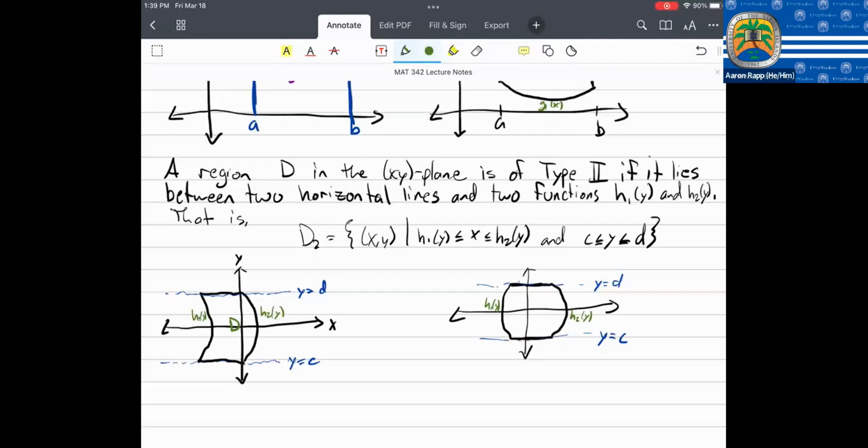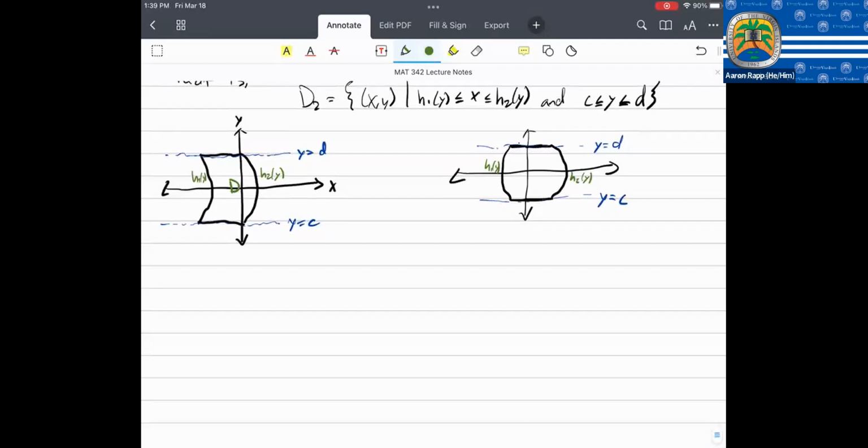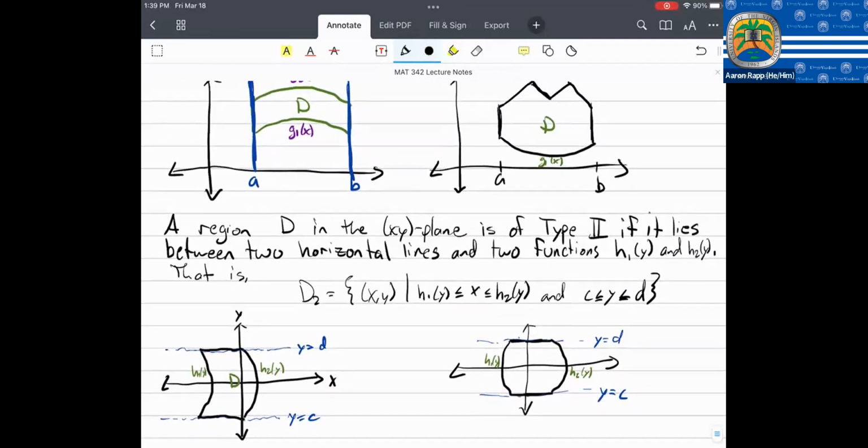But the first skill I want us to see is just making sure we can identify what the type 1 region looks like and what a type 2 region looks like, given some information. So, but really quickly while we're here, are there any questions?